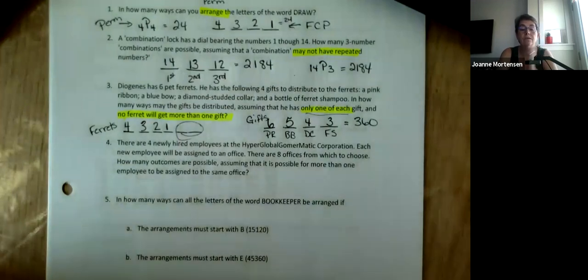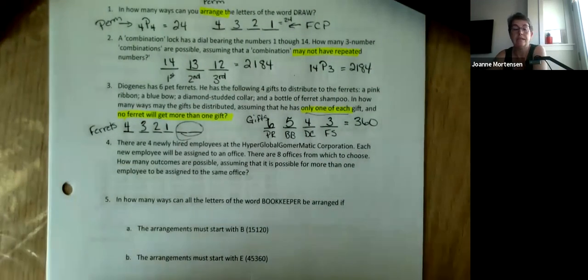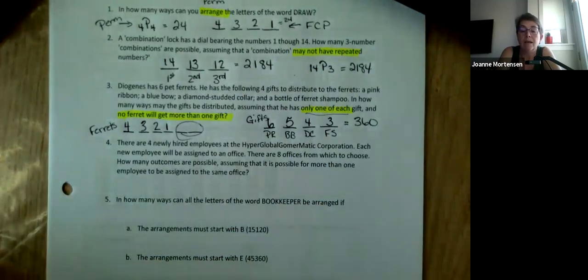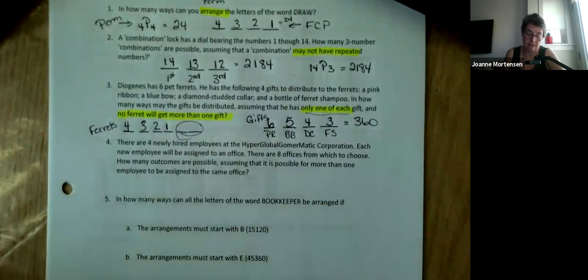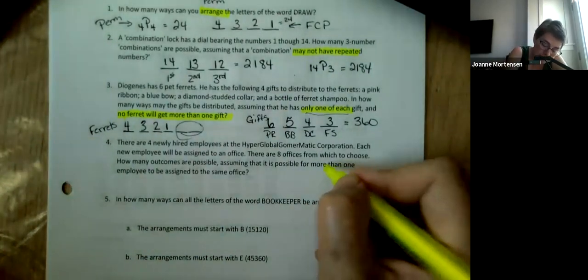There are 4 newly hired employees at the Hypergomer Corporation. Each new employee will be assigned to an office. There are 8 offices to choose from. How many outcomes are possible, assuming it is possible for more than one employee to be assigned to the same office? Okay.